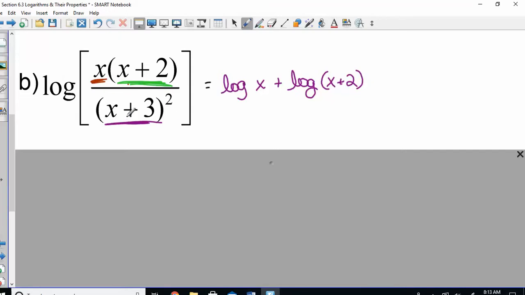Divided by, subtract, log of x plus 3 squared. So what am I going to do with my square? Alright, and it just goes in front of that term. So it's just minus 2 log of x plus 3. Can you break apart log of x plus 2 or log of x plus 3? No. Things being added, that's as simplified as it gets.